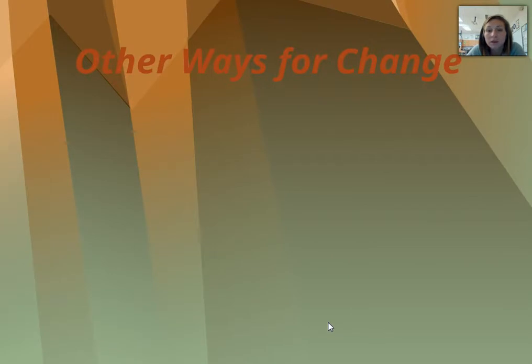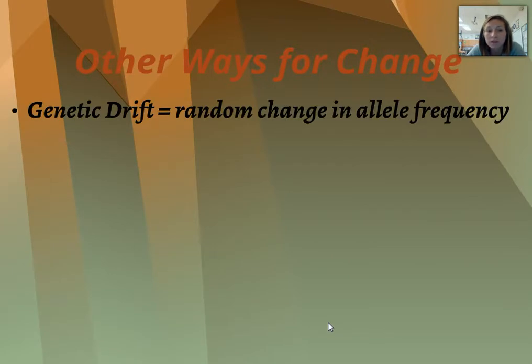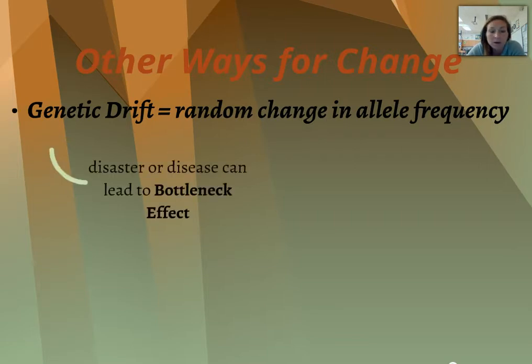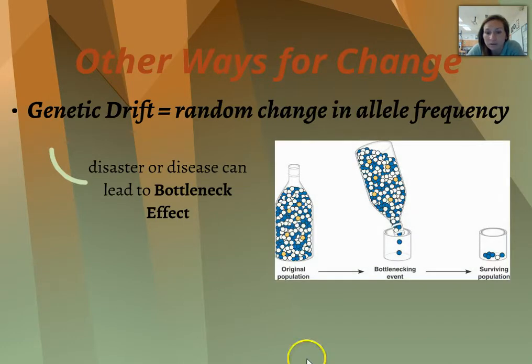All right, lastly, other ways for change. You have something called genetic drift, and this is just a random change in allele frequency. And so what happens over time, an allele may become more or less frequent due to some incident. This could be a disaster or a disease, which could lead to a bottleneck effect. Showing you in this picture here, this is your original population and you have something that causes a bottleneck effect, like a disease that wipes a bunch out, your surviving population might look like this, and you would possibly lead to less diversity in that population.